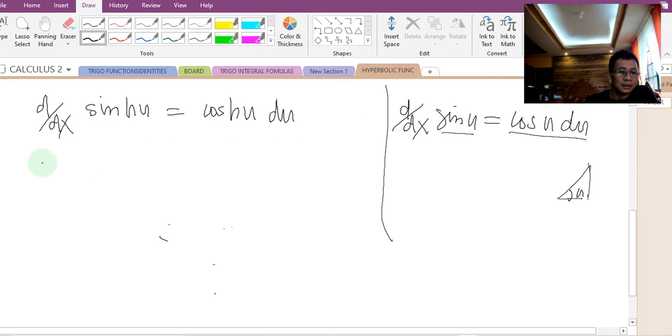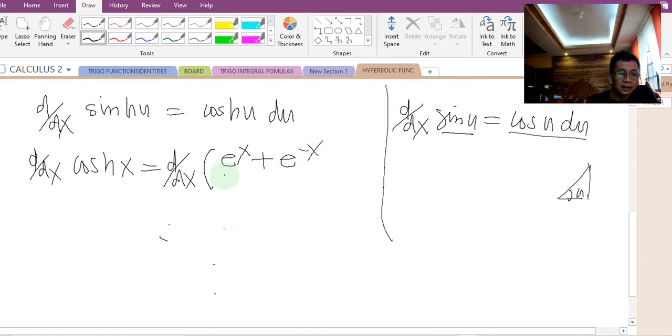Tingnan natin yung derivative ng cosine hx. Okay, ang h yun na. Gamitin yung x na lang. Now, this is the same as derivative ng yung equivalent ng cosine. This is equal to e^x plus e^negative x all over 2.